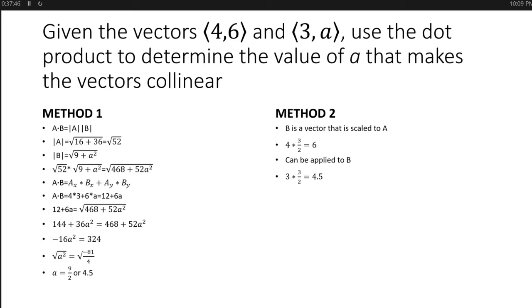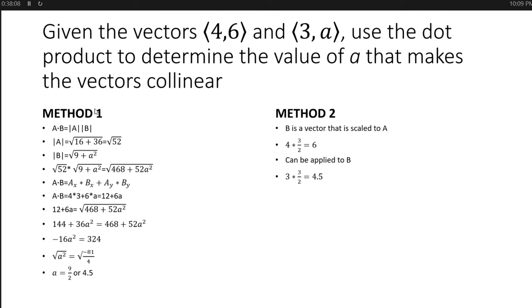Given the vectors 4, 6, and 3, a, use the dot product to determine the value of a that makes the vectors collinear. Now, I have two methods here. One of them is very long, and one of them is like 4 steps, and it's just a bunch of words. So let's cover the long one first, because this is the one you'll be using to solve harder problems, and not something that can be eyeballed like this.